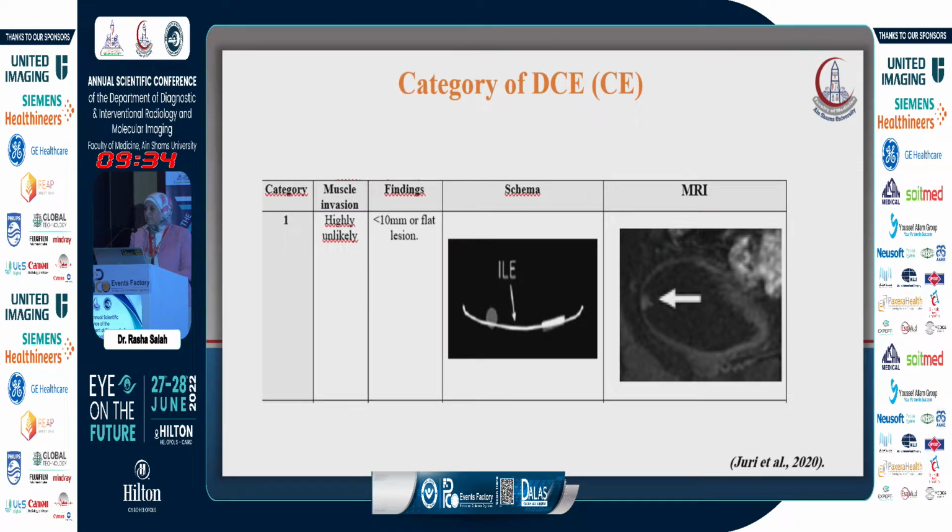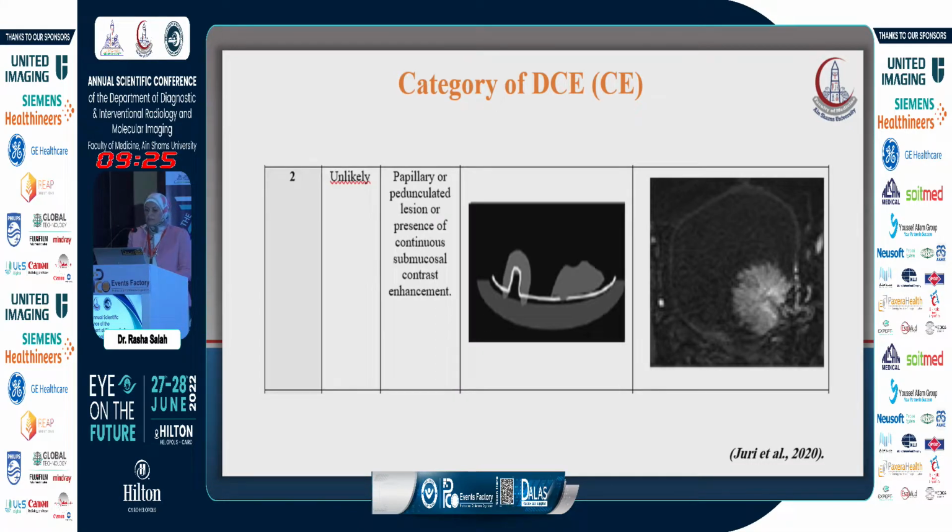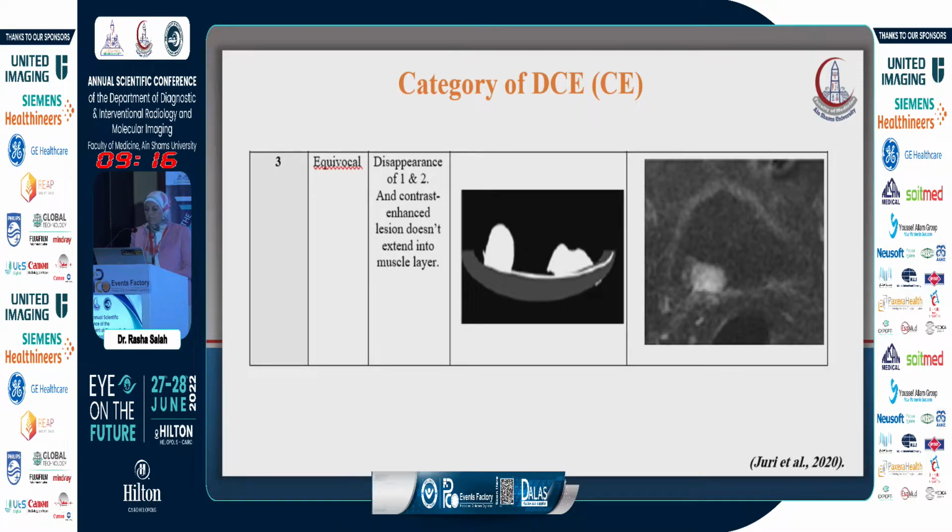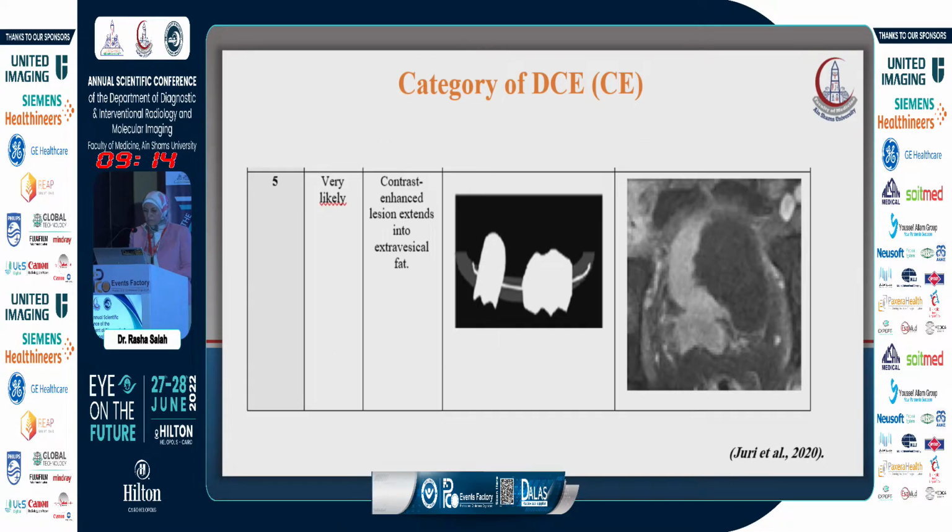And for the DCE, we have a category called CE category, and also it is categorized from 1 to 5, depending on the presence of the enhancement of the mucosa and submucosa, and if we have interruption of this enhancement on the dynamic study, as we can see in these examples.